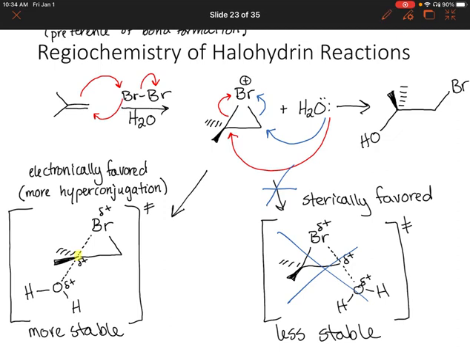So this technically can't be called Markovnikov addition because we have two groups that are bonding across the double bond instead of a hydrogen and then a functional group. So in this case, just remember that the alcohol group attacks in the second step, and it's going to bond to the more substituted carbon. So lots of things to remember.